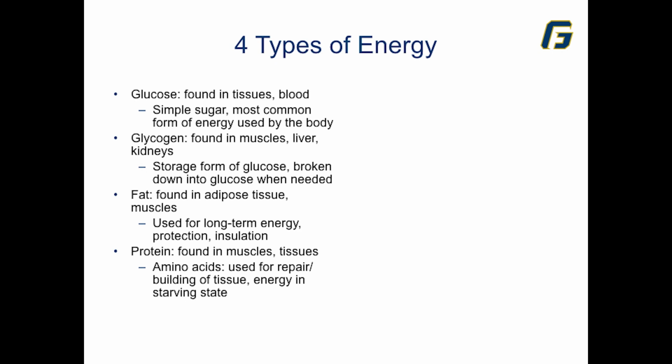The last one you see there on your screen is protein. Protein's found in muscles. It's found essentially in almost all tissues throughout the body. Protein's made of individual building blocks that we call amino acids. You can think of them as little Lego blocks that get put together to build full proteins. These amino acids are then used for repairing or rebuilding tissues throughout the body. In a starvation state, we can actually use some of these amino acids for energy as well. But it's by no means the body's preferred source of energy. It's really a last resort.